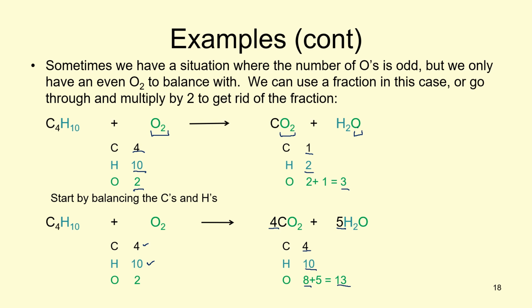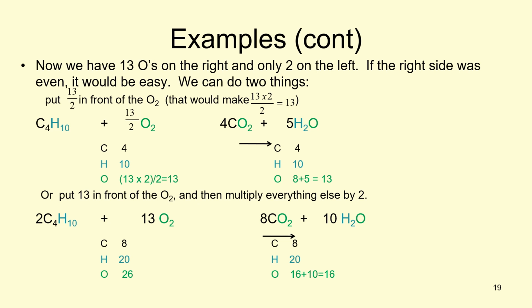As I said earlier, it's really easy to balance if it's all by itself, but what's weird with these diatomic elements is that generally you need an even number. So 13 and 2, everything else is balanced, but I can't balance these. There are 2 ways you can do it. One thing you can do is write 13 halves in front of the oxygen. So I had 13 over here, and if I put 13 divided by 2 on the left, notice that 13 divided by 2 times 2 will give me 13 again, so now I'm balanced.